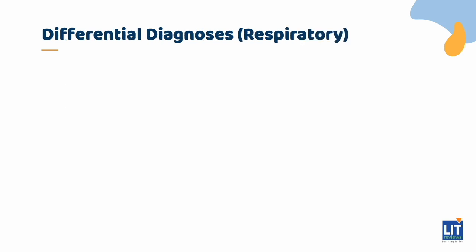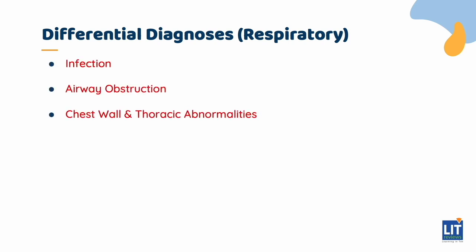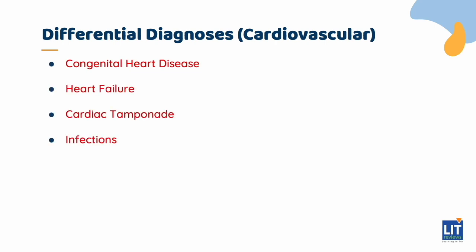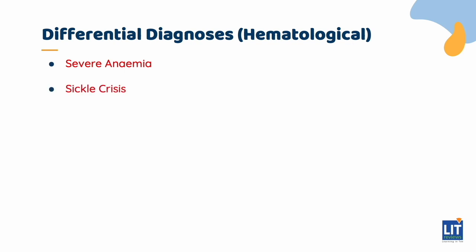Disorders in any system can cause respiratory compromise. Respiratory causes include infections, obstruction, chest wall and thoracic abnormalities, trauma, embolism, and injuries. Cardiovascular causes include congenital heart disease, heart failure, cardiac tamponade, and infections. Severe anemia and sickle crises are some hematological causes of respiratory distress.